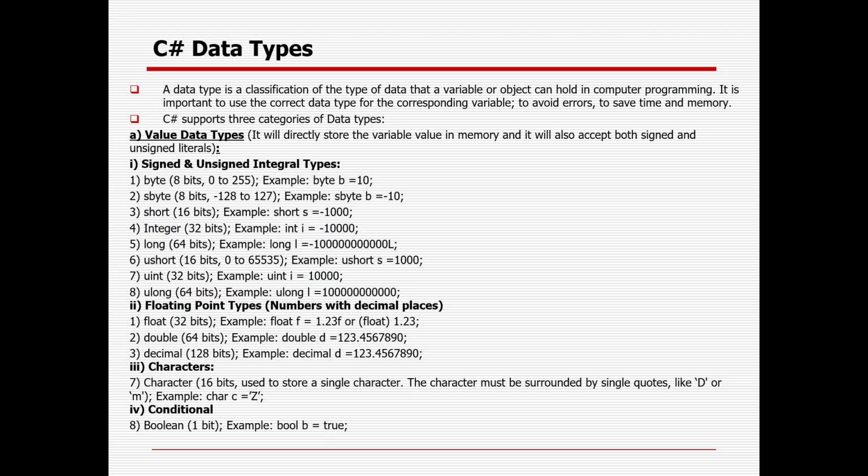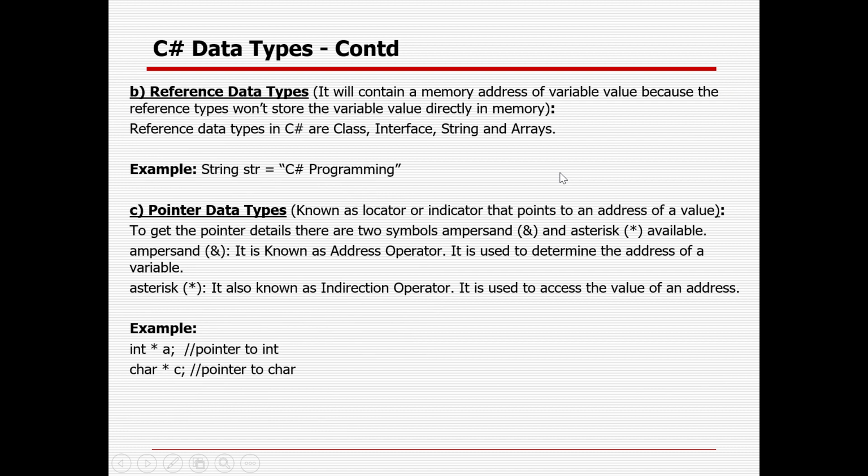There are a total of 8 signed and unsigned integral types, 3 floating point types, the character type, and the boolean type available as part of the value data type. The value data type will directly store the variable value in memory, and it will accept both signed and unsigned literals. The next one is the reference data type. It contains the memory address of a variable value, because the reference type won't store the variable value directly in memory. Reference data types in C# are class, interface, string, arrays, enum, etc.